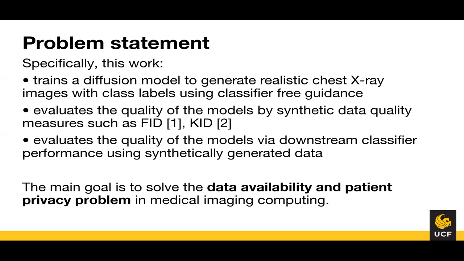So there are three main components to my project. The first is to train the diffusion model. I train it to generate X-ray images with class labels, but if I had more time, I would like to try this on different data sets as well as maybe different downstream tasks. And then the second thing I do is I evaluate the quality of the imagery using metrics that measure the distance between distributions, real versus synthetic data. And then the downstream classification task that examines how the synthetic data affects the performance of classifiers. And as I said on the previous slide, the main goal is to help solve this data availability and patient privacy problem in MIC.